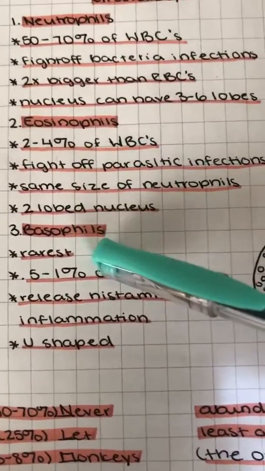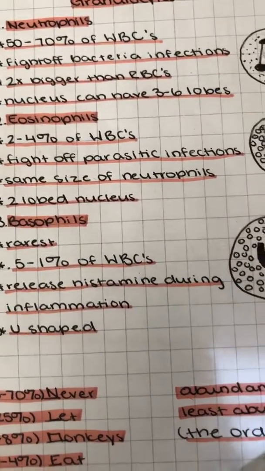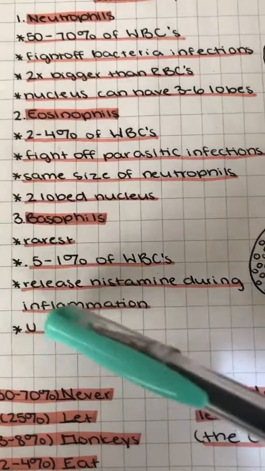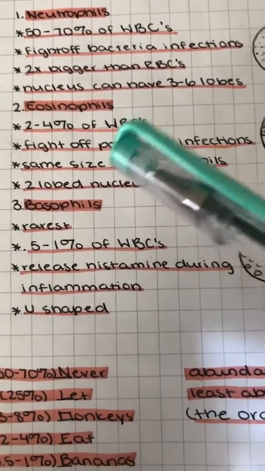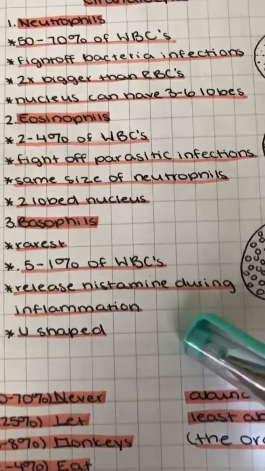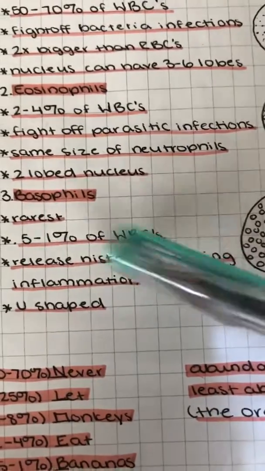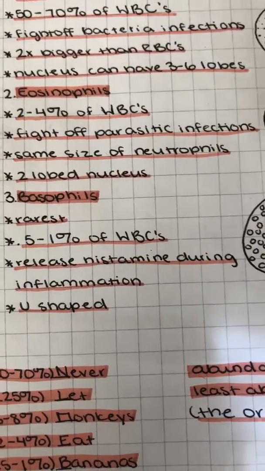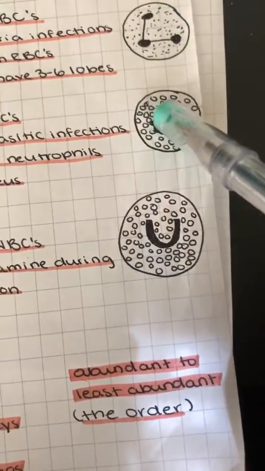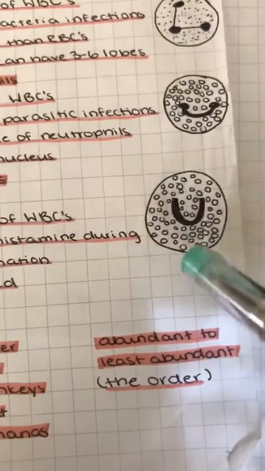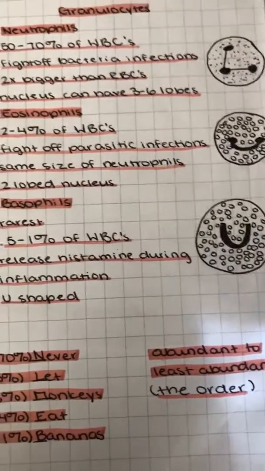Then we have basophils. They're going to be your rarest white blood cell. Remember, no longer making everything boring. They're at the bottom. They're the least abundant. They only represent 0.5 to 1% of white blood cells. Their job is to release histamine during inflammation. So these are the ones that are going to be present more during like an allergic reaction when it releases that histamine to calm down inflammation. And they're U-shaped. So notice they don't have those little dots or lobes at the end. They're just a basic U shape. That's how you're going to identify them. And then they have granules also.